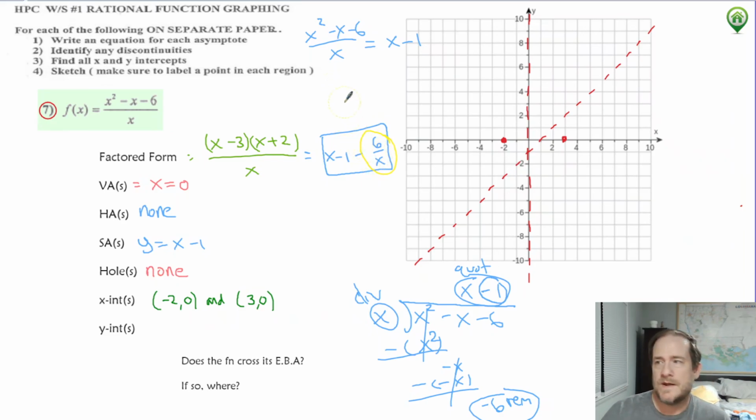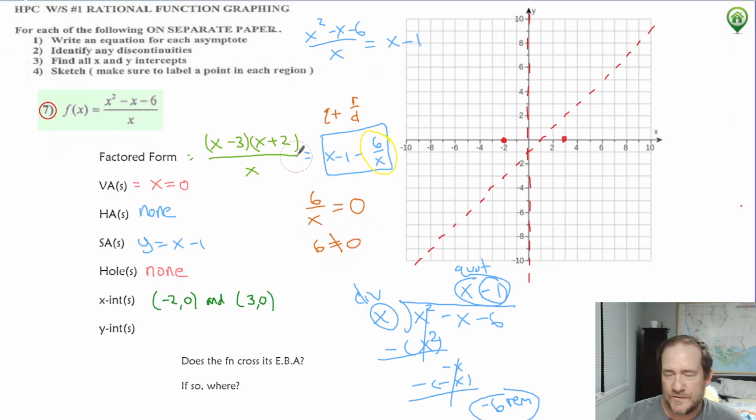This remainder bit is another way to tell if you cross your slant asymptote, because once we're in this quotient plus remainder over divisor form, we actually know that if this remainder over divisor term ever equals 0, then that means that you would cross the slant asymptote. Now question, does 6 over x ever actually equal 0? It does not. If I multiplied through by x, I would get 6 equals 0, which is a nonsense statement. It's false, so it has no solutions. So I do not expect this graph to pass through. So that's a strong no. And that's good news, because that means I'm done.